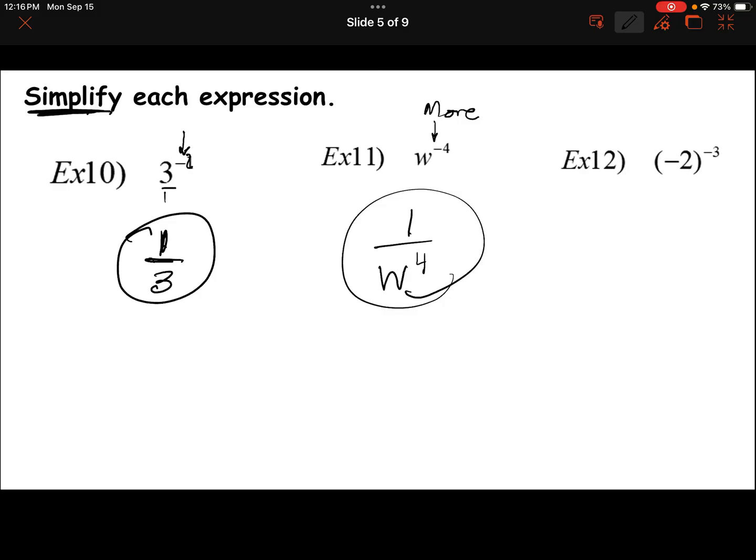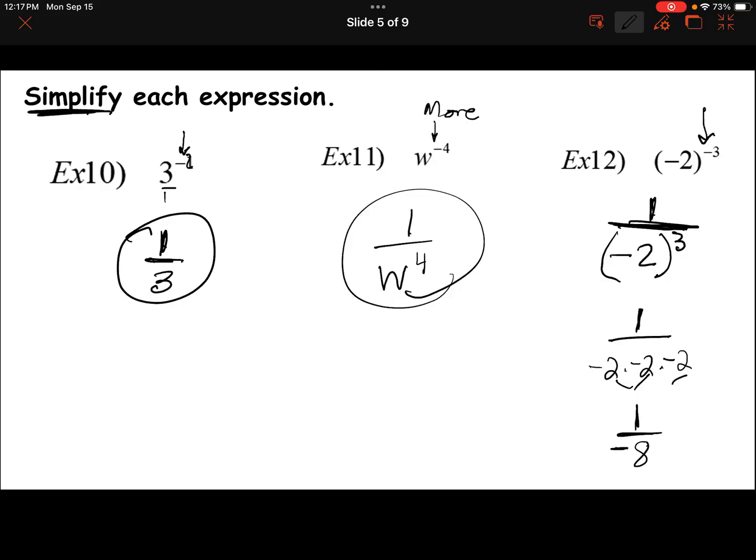12. Negative 2 to the negative 3. Okay, I always tell my kids, take care of the negatives first. So that's going to be 1 over negative 2 in parentheses to the 3rd. You've taken care of the negative part. Now you've got to simplify the base and the exponent. This is going to be 1 over negative 2 times negative 2 times negative 2. Hopefully we all got the 2 to the 3rd down. My final answer would be 1 over negative 8. So I would get negative 1/8.